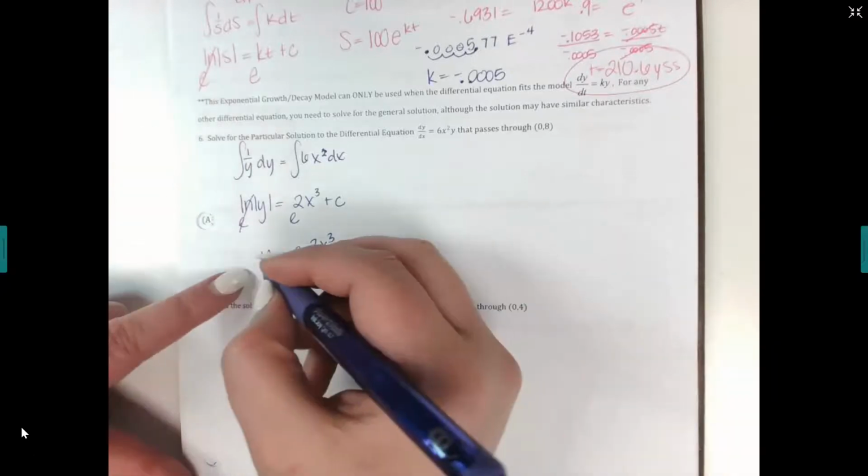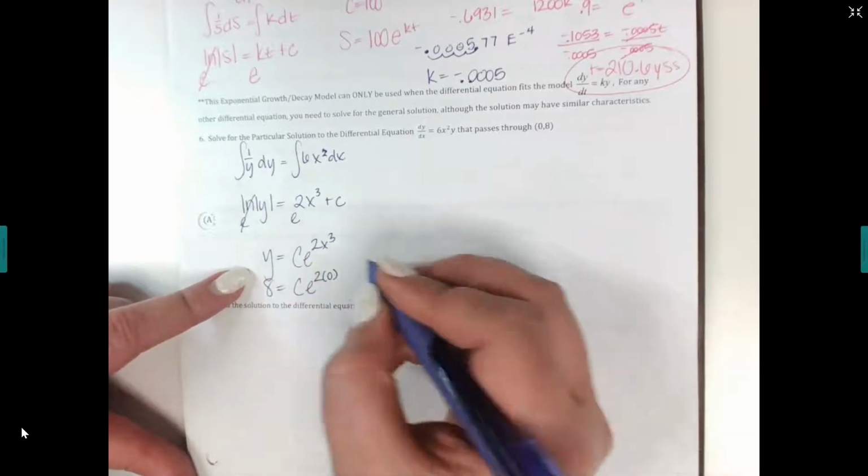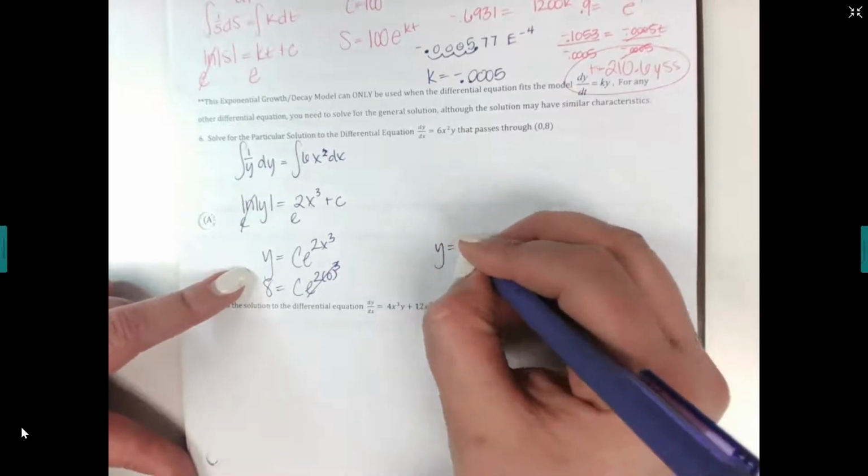Okay, then from there, you're plugging in your points, so it'd be 8 equals c e to the 2 times 0 cubed. E to the 0 is a 1, which means 1c is 8, then c is 8. So your equation is this.